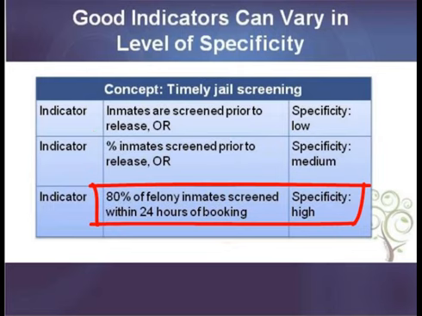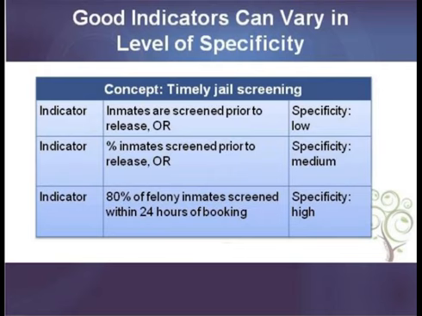Not only is it any inmate, it's a specific class of inmate, and not only screened before release, but within 24 hours of booking, a very specific timeliness standard for this. Okay? All of those are indicators. All of those are acceptable. The one that's going to be right for you is going to depend upon your situation.